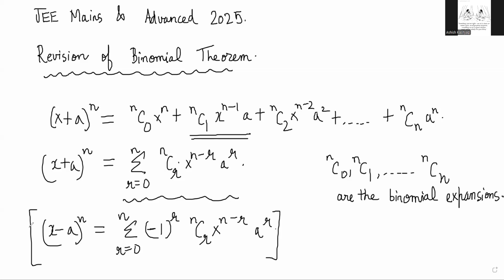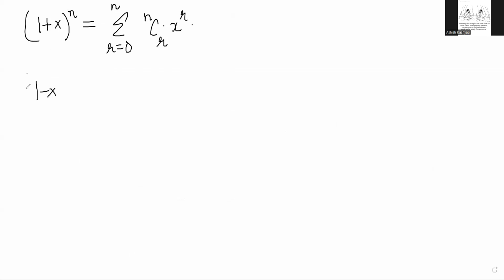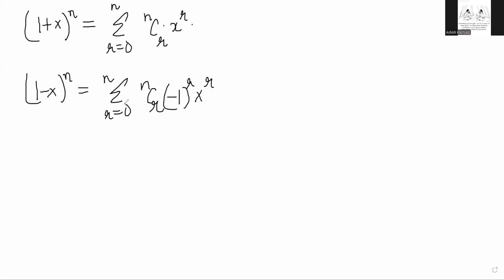And now some generalizations of this for the common cases that you might see. (1 + x)^n, what is that? So that will be summation r goes from 0 to n, nCr and 1 to the power n - r and x to the power r. So it is simply this. And similarly, (1 - x)^n will become summation r goes from 0 to n, nCr (-1)^r x^r, right? So that is your normal binomial theorem expansion.